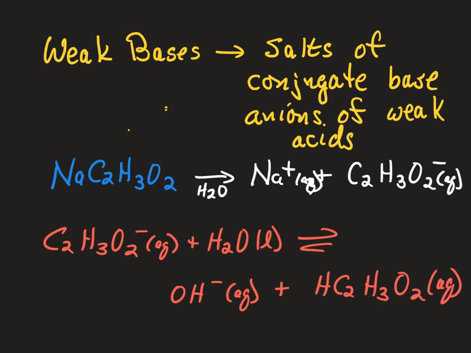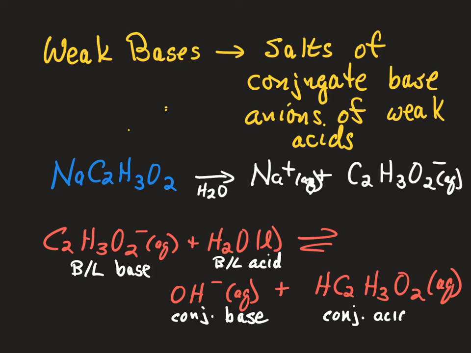So whenever we have the salt of a conjugate base anion of a weak acid, when that dissolves in water, it will act as a Bronsted-Lowry base. It will take a hydrogen ion from water, the Bronsted-Lowry acid, to make acetic acid and the hydroxide ion. The hydroxide ion is the conjugate base of water, and acetic acid is the conjugate acid of the acetate ion.